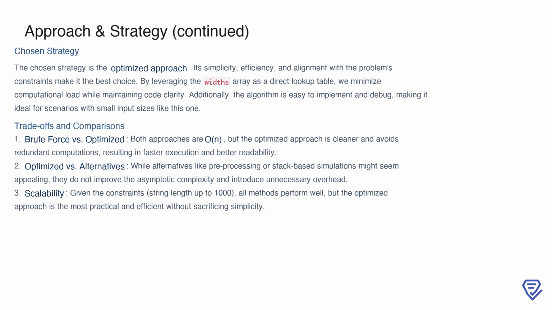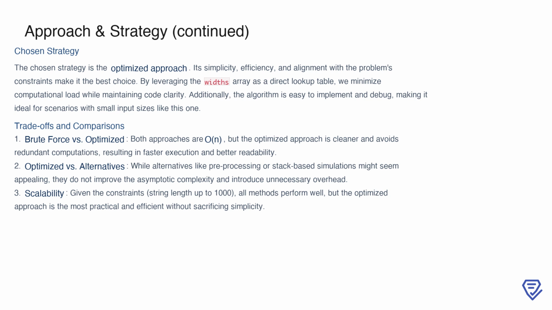The optimized approach is the ideal strategy for this problem. It strikes the right balance between simplicity, efficiency, and alignment with the constraints. By leveraging the widths array as a direct lookup table, we minimize computational overhead while keeping the implementation easy to understand and debug. This is especially valuable for smaller input sizes, like the ones specified in the problem.